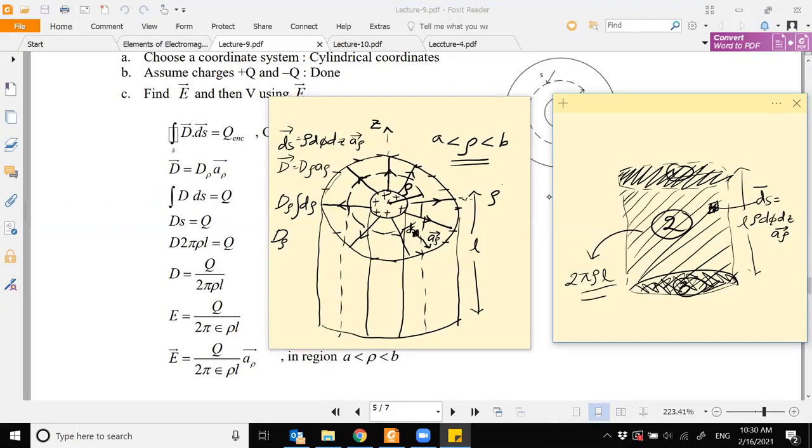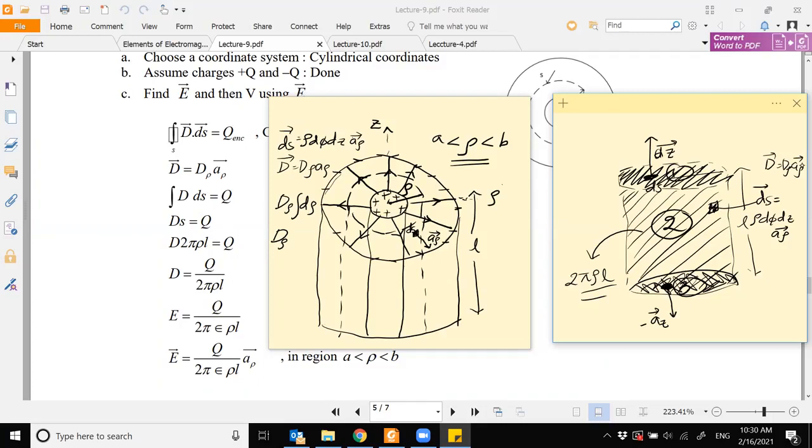And since our D has only a rho component, when I dot product with this, it will exist. But for the top surface, if this is my dS, then its normal will be pointing upwards, so this will be a z. And for the bottom surface, its normal will be pointing downwards, which is minus a z. So if you dot product a rho with a z, it will become 0.